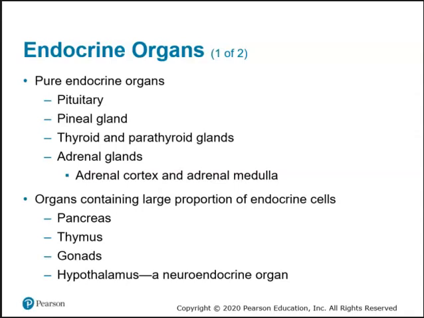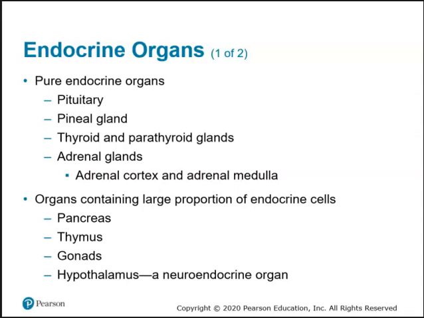We also have organs that contain a large proportion of endocrine cells. These are cells that secrete hormones. So we have the pancreas. The pancreas is a very large, major endocrine gland. When we talk about the digestive system, the pancreas has both endocrine and exocrine functions.